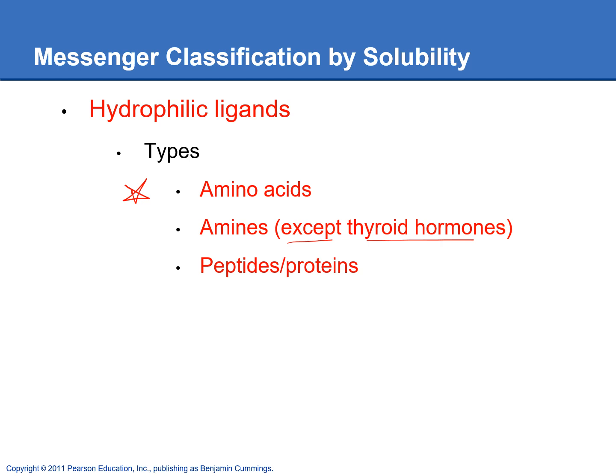And then we also have messengers that are made out of proteins or peptides. Those are also hydrophilic. And remember that proteins are made out of amino acids that are joined together, so it's not surprising that the peptides and proteins would be hydrophilic as well. So as long as you can remember that the amino acids are hydrophilic, and you know that amines and the proteins are made from amino acids, then you know that all three of those will be hydrophilic.